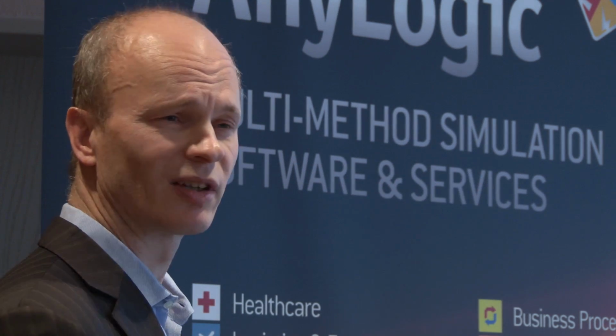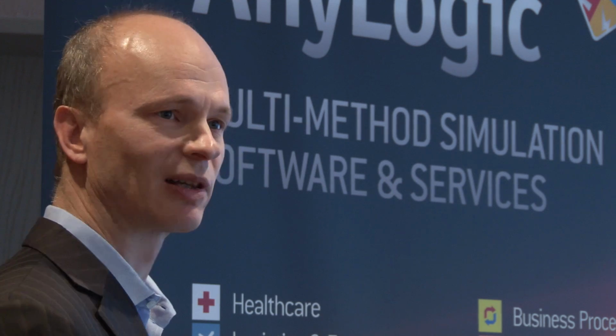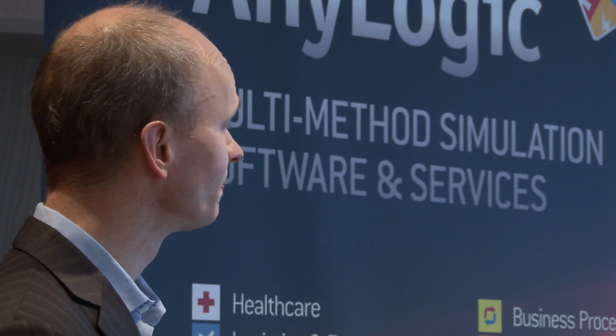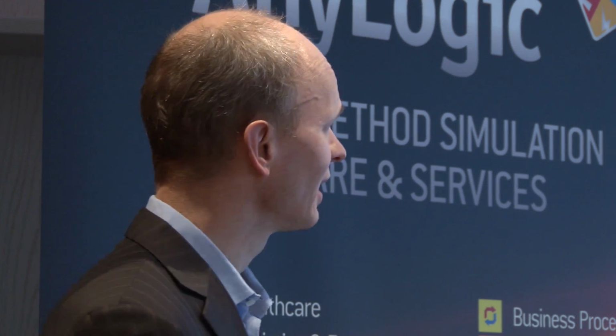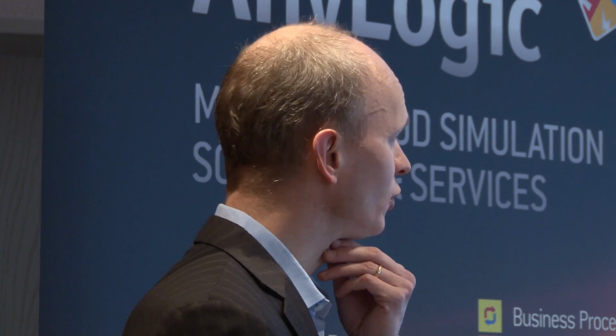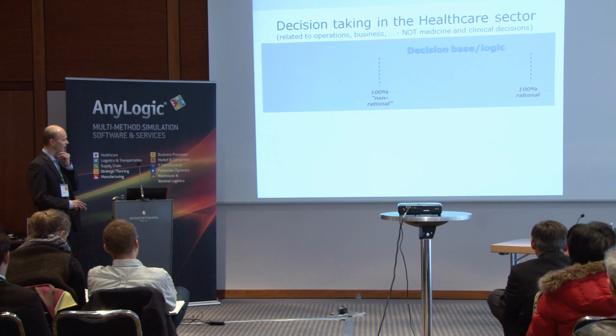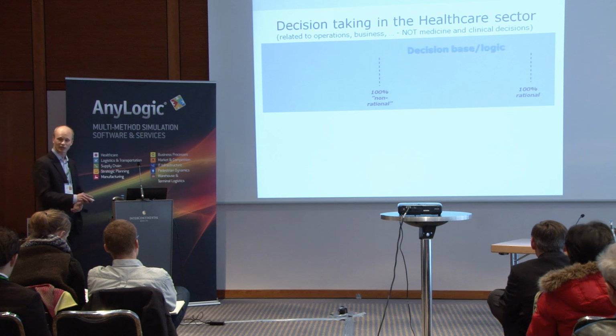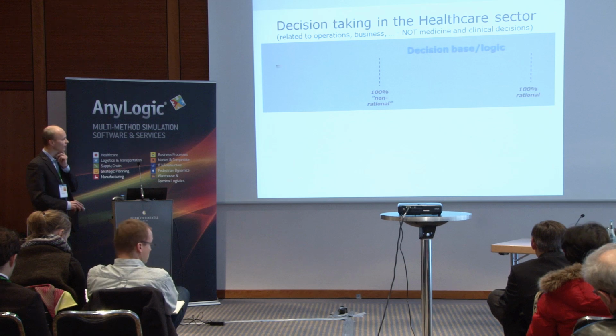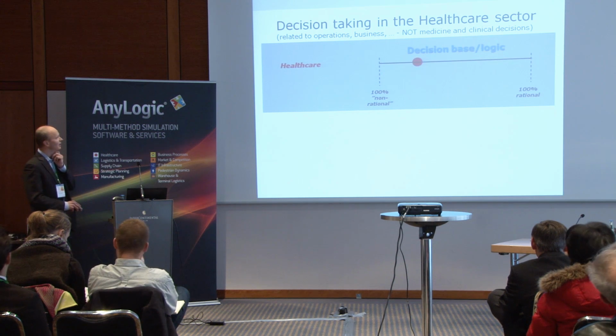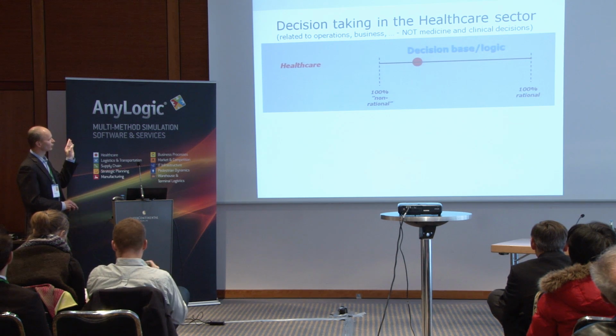Decision-taking in the healthcare sector. And the reason I'm showing this is it affects how we use modeling and simulation. So I will come to that later. I would say that if we have some kind of view concerning how decisions are taken, we might take 100% rational decisions, and we might take 100% non-rational decisions. And this is a scale. I would say when it comes to medical and clinical decisions, healthcare is very, very rational. They are on the right end of that scale.